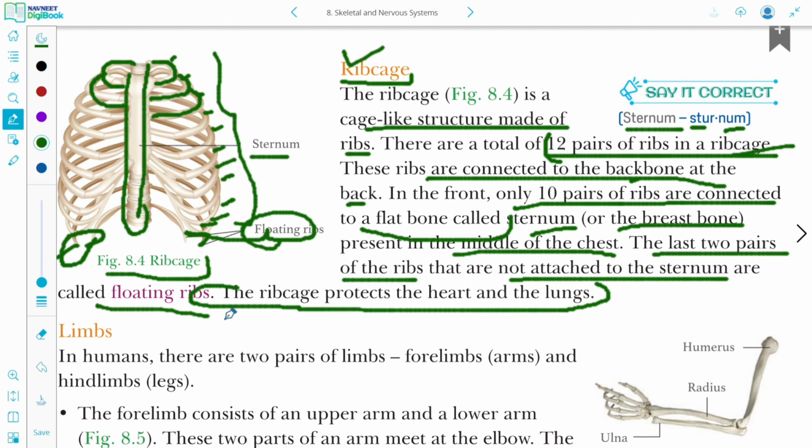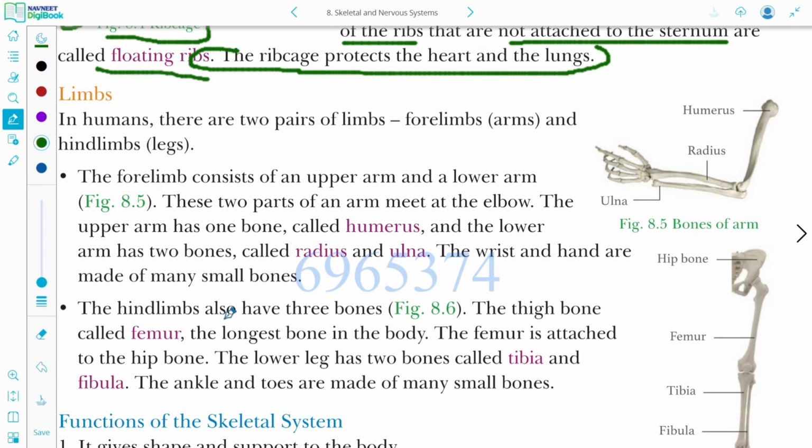Now next organ is limbs. In humans we have 2 pairs of limbs. हमारे पास कितनी limbs हैं बच्चे? 2 pairs of limbs. Forelimbs and hind limbs. आप लोगों के पास सबके पास है ना 2 pairs of limbs. Your arm means your hand and hind limbs means your leg. You people have? Yes, right? So we'll study about our forelimbs.